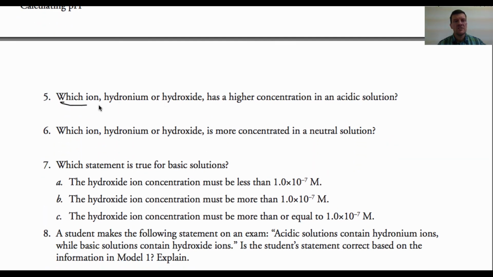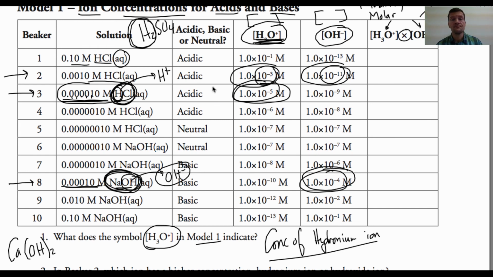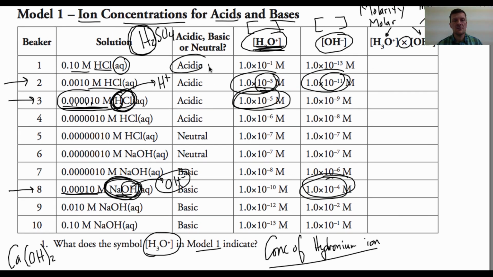Which ion, hydronium or hydroxide, has a higher concentration in an acidic solution? And then down here, notice it says which ion, hydronium or hydroxide, is more concentrated in a neutral solution. So let's just look at concentrations and compare when we are determining if something is acidic, neutral, or basic. If it is acidic, which is the case for the first 4 here, we're comparing these 2 concentrations, hydronium and hydroxide. Remember, if these are negative values, the more negative your power of 10 is, the smaller it's going to be if that numerical value is the same.